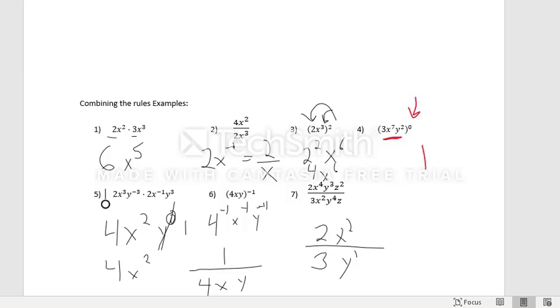And last we have z squared over z. Z squared over z, 2 minus that hidden 1. 2 minus 1 is 1. So it's positive, it goes to the top. So 2x squared z over 3y.